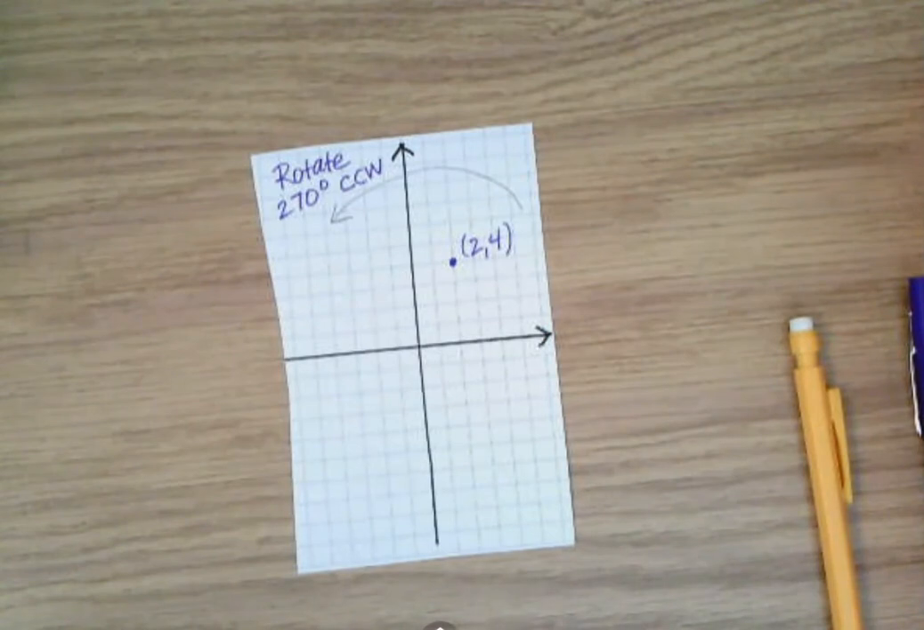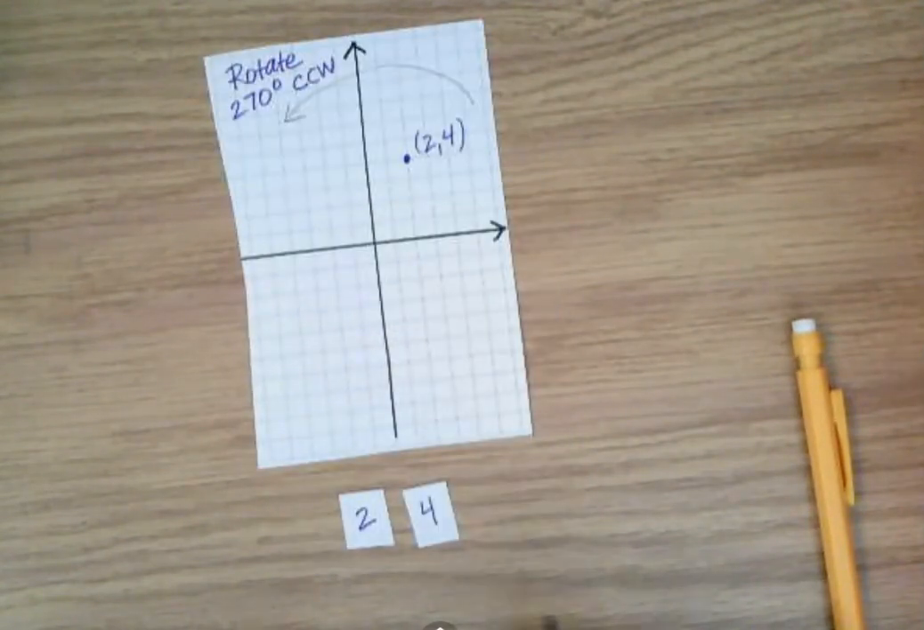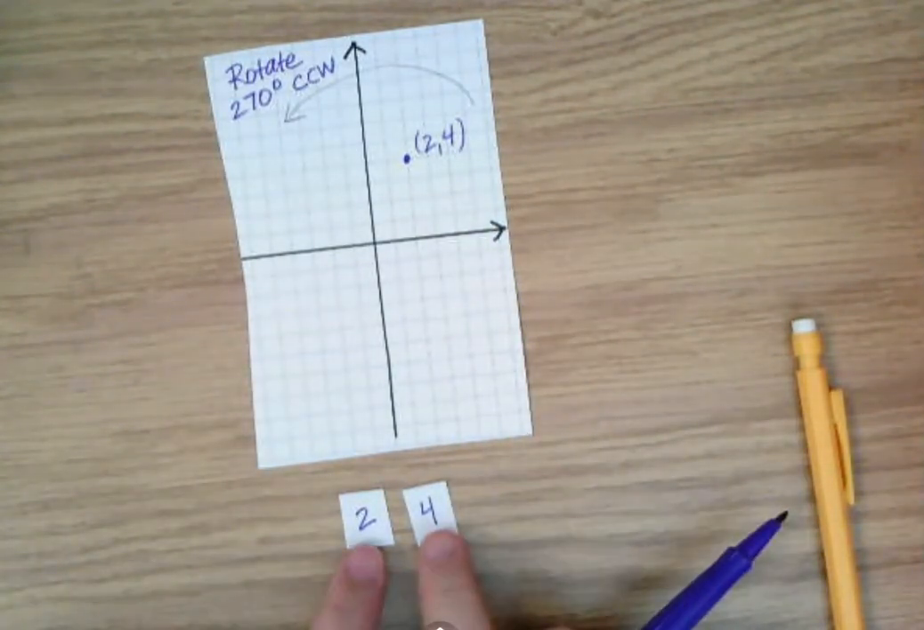All right, so let me get my little interactive numbers here again. At the beginning here, the 2 is first and the 4 is second. And for every 90 degrees we go, we're going to trade them.